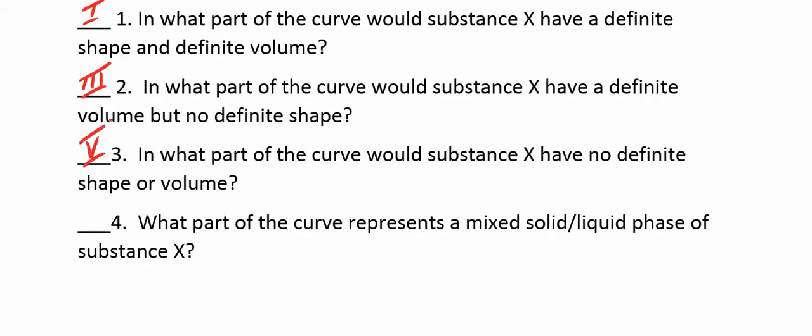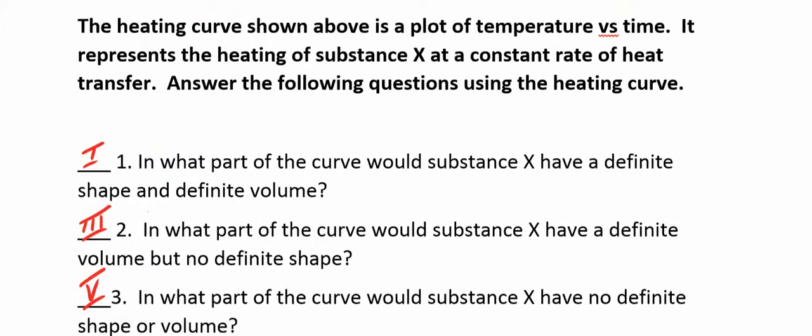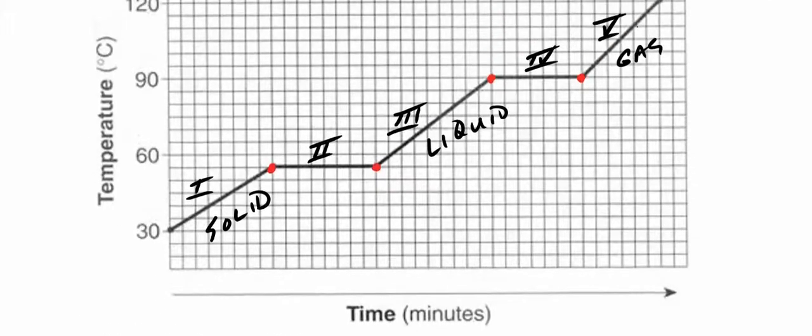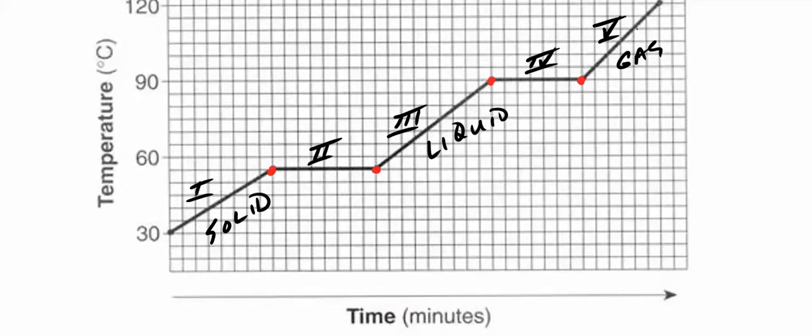Let's look at number 4. What part of the curve represents a mixed solid-liquid phase of substance X? So let's go back up now, and the solid-liquid phase is going to reside right here. In other words, at Roman numeral 2, we're going to have a mixture of solid and liquid. Now, at this point here, it's entirely solid. At this point here, it's entirely liquid.